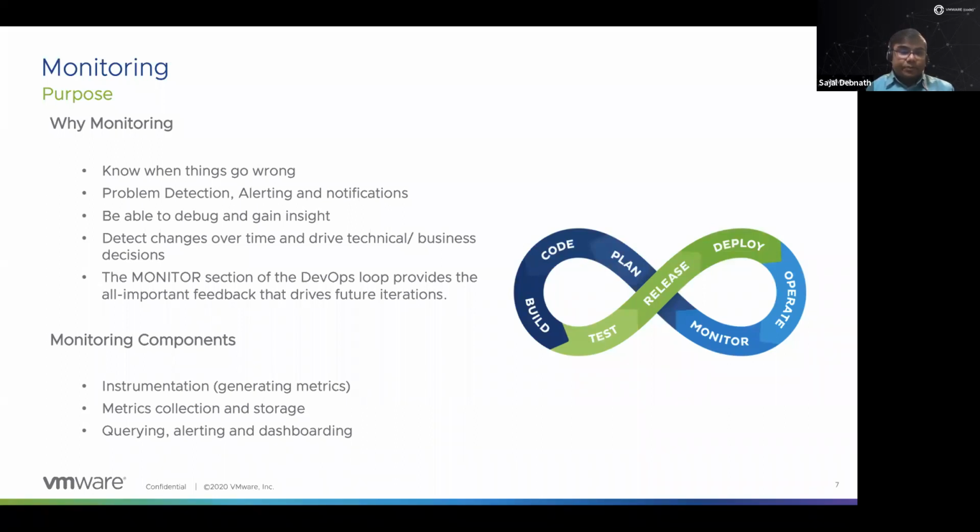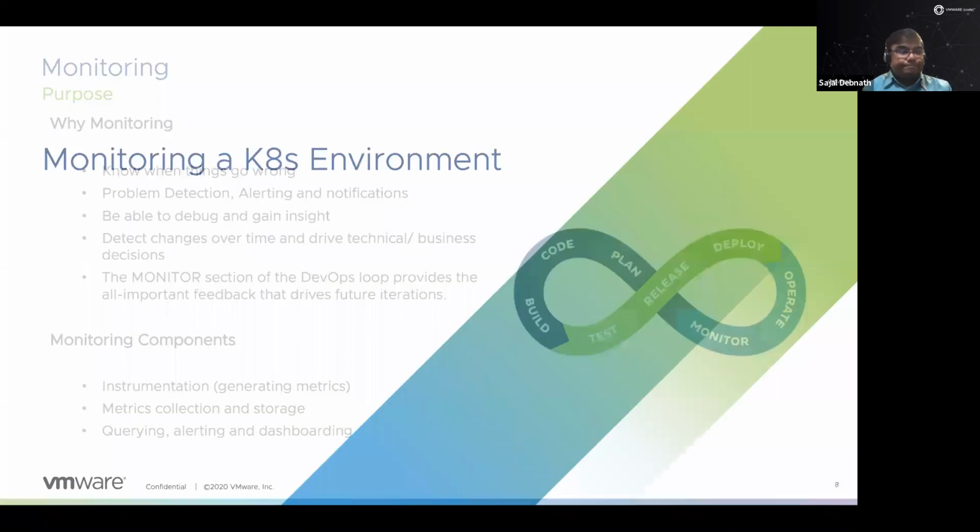to get that feedback. So the components of monitoring: instrumentation, where it generates the metrics. And instrumentation doesn't mean that it's a machine. It can be any software code, a piece of software. So you get the metrics from that, and then you collect and store that data, and then query, alert, or analyze that data. These are the three aspects of monitoring, right?